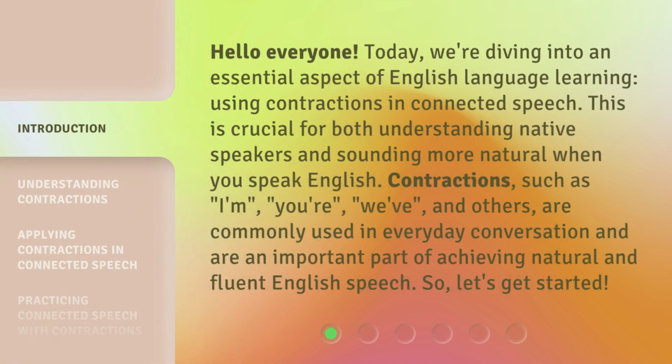Hello everyone. Today, we're diving into an essential aspect of English language learning, using contractions in connected speech. This is crucial for both understanding native speakers and sounding more natural when you speak English. Contractions, such as I'm, you're, we've, and others, are commonly used in everyday conversation and are an important part of achieving natural and fluent English speech. So, let's get started.